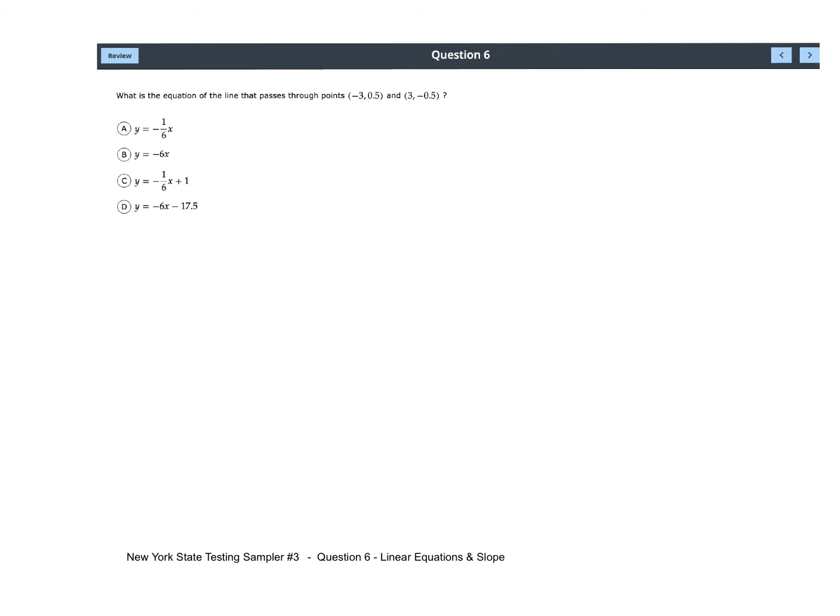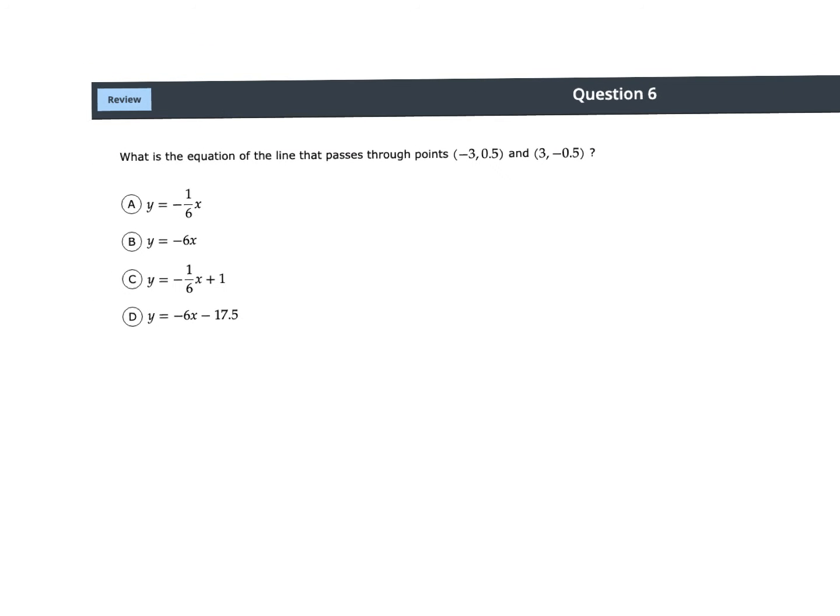This is the question from New York State testing sampler number 3. It's question 6. It involves linear equations and slope. So we'll zoom into this question. And it says, write the equation of the line. That's when you want to say line.